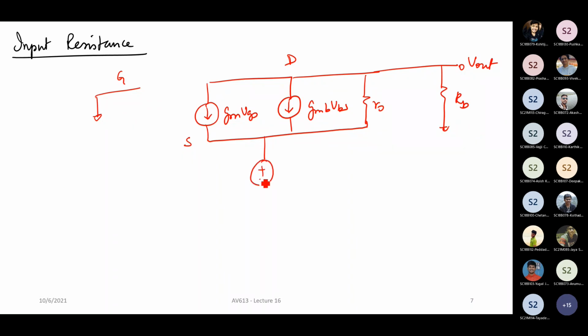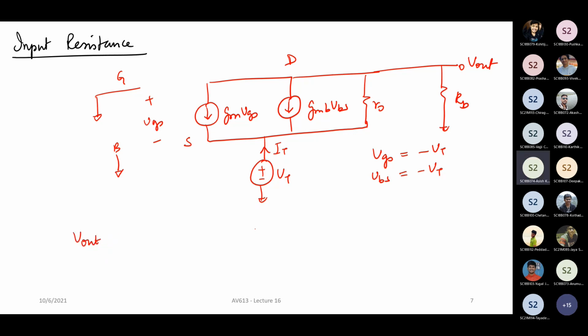So we connect a test voltage source. We want to measure what is the test current, correct? Now, what is the input impedance? So let us calculate it here. So what is VGS here? Let us write down those relations. So VGS can be written as what? VGS is nothing but, this is your VGS, which is nothing but minus VT. Now, what is your VBS? Your bulk is also grounded, right? So VBS is also minus VT, correct? So what is your V out here?